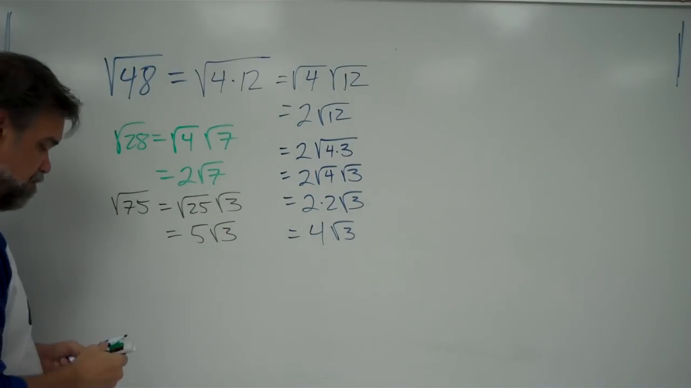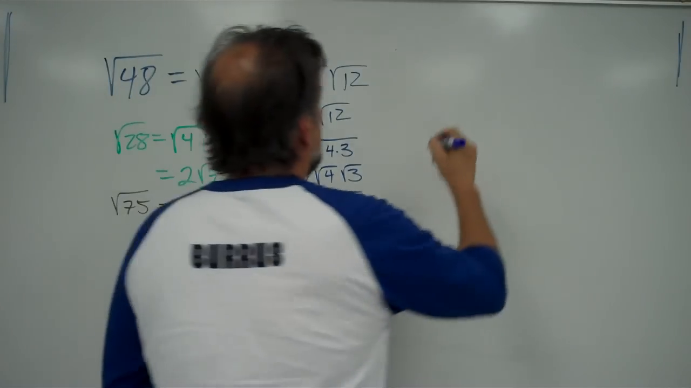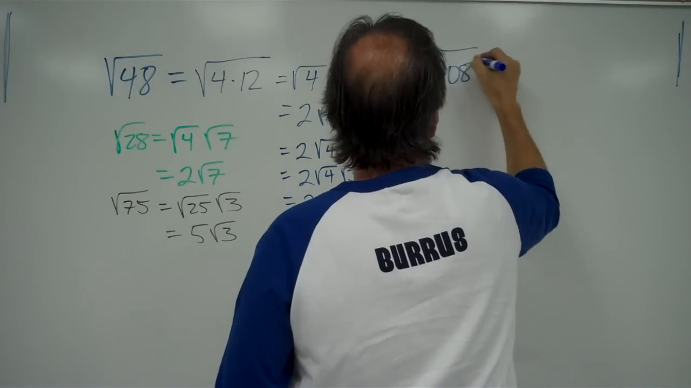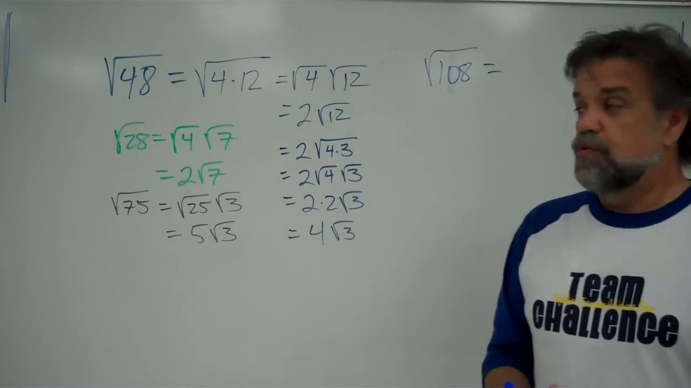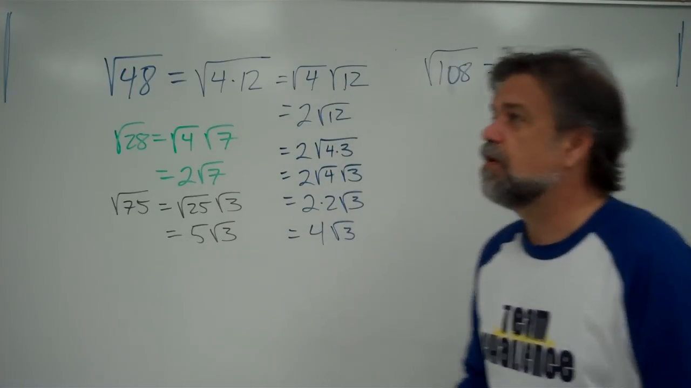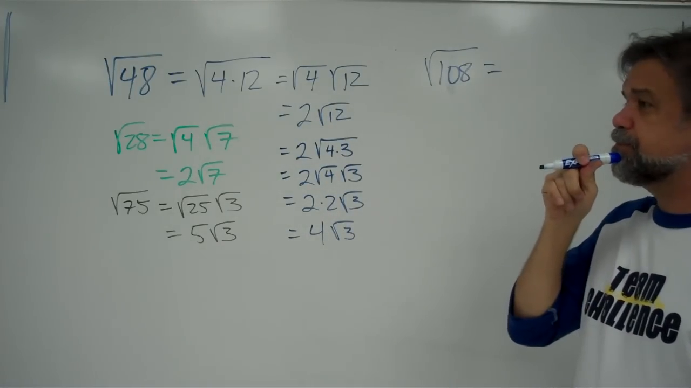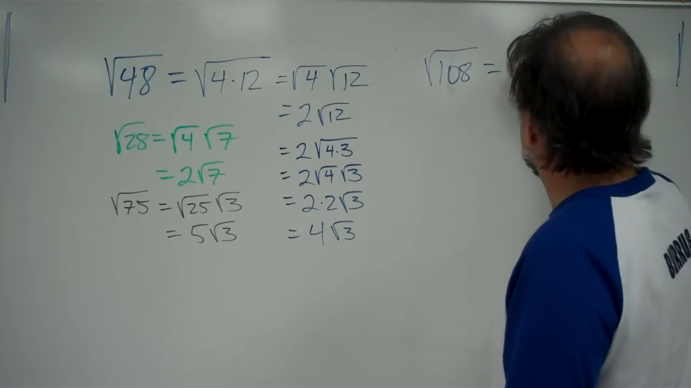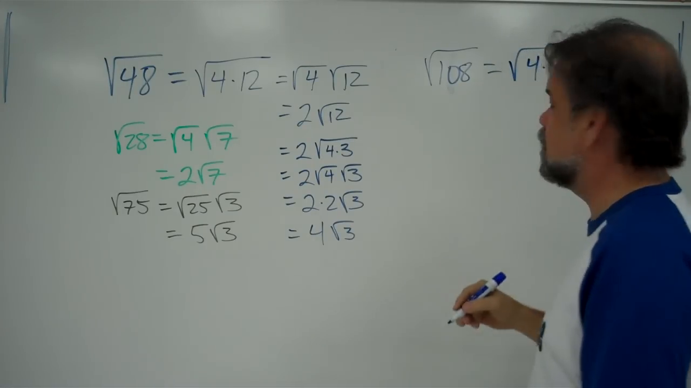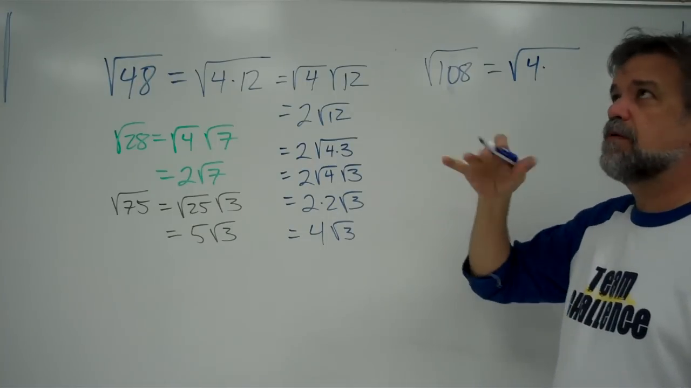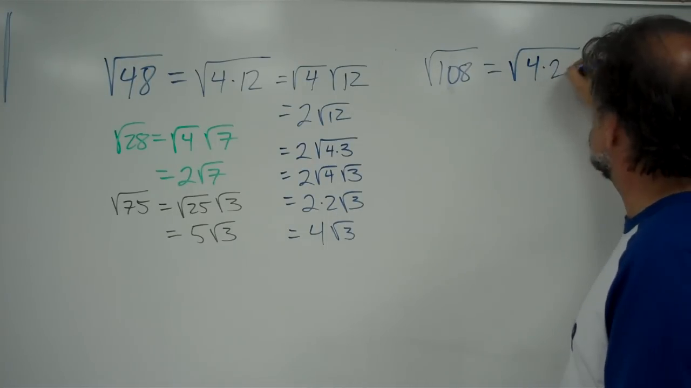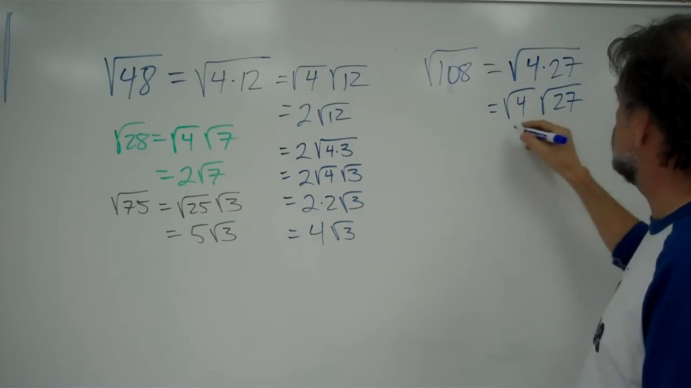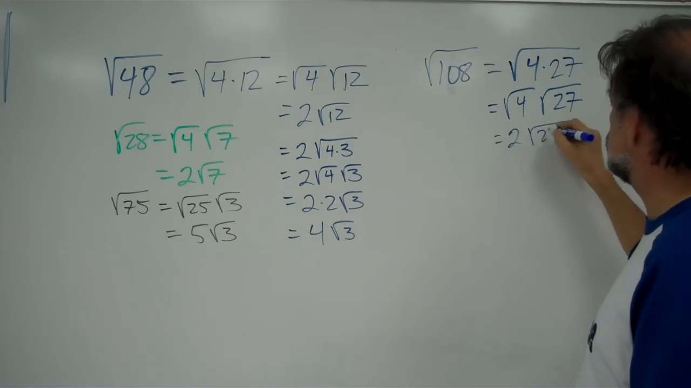What about the square root of 108? Ooh, no, not 18. 108. Okay, that's a little harder. I can tell that's a multiple of 4. Let's just do that. So that's 4 times 27. So that's going to be the square root of 4 times the square root of 27, which is 2 times the square root of 27.